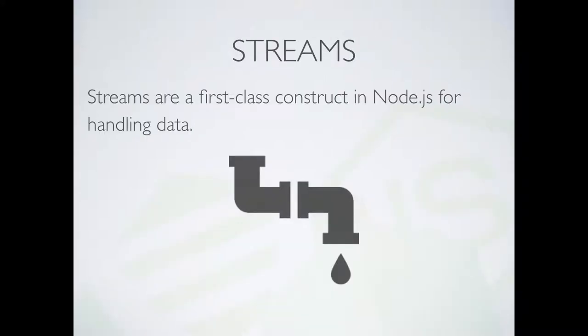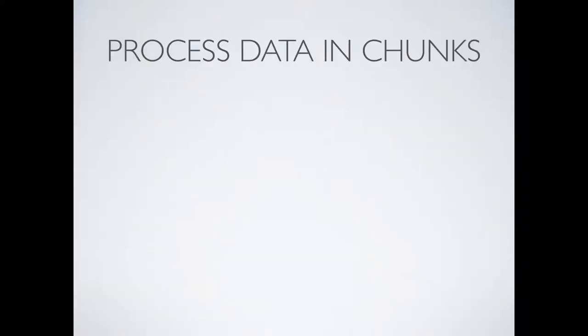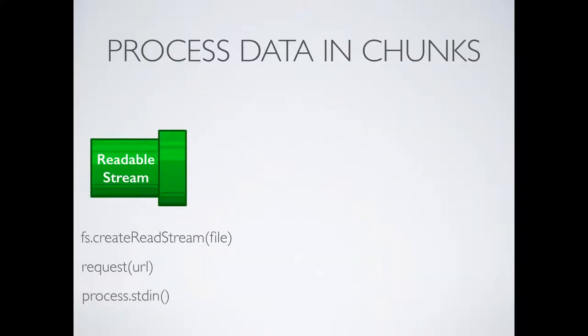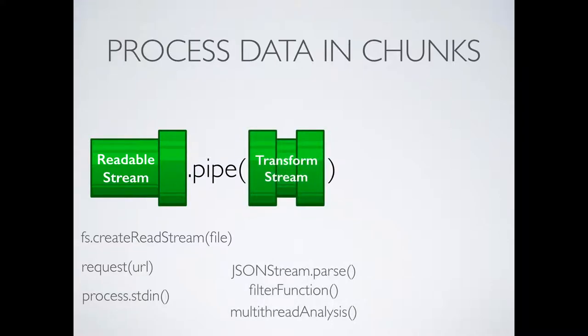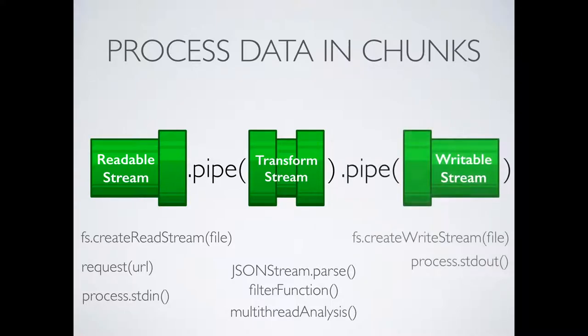Streams are constructs in Node.js, and they allow you to process data in chunks. And so you can have readable streams, as you saw, which can be reading from a file, getting data from some service, or just the standard in of a tool. And then you pipe that with the pipe command to a transform stream, so a parser, a filter, or some crazy multi-thread analysis. And then you can pipe to a write stream, which could be writing to a file or standard out.